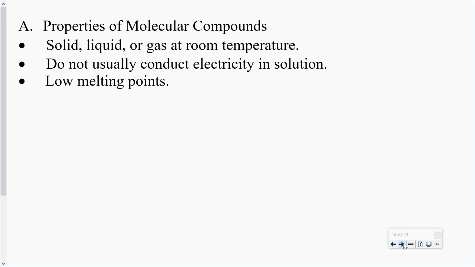If there's no metal, it's not an ionic compound. We talked a little bit about the properties of ionic compounds. How about the molecular compounds? Ionic compounds are all solid at room temperature. For molecular compounds, a little trick here, they can be solid, liquid, or gas. So this makes it a little bit more difficult. So for example, table sugar is sucrose, and it's solid at room temperature.